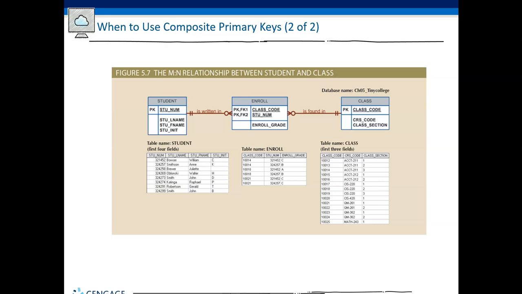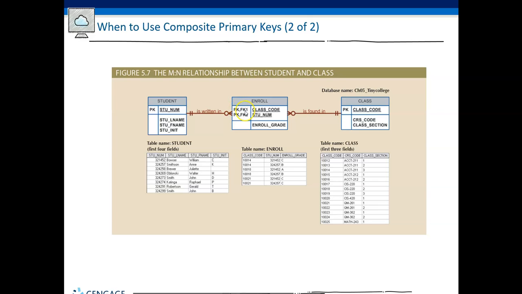You can't do many-to-many. You can do that in a network database, but you can't do that in a relational database. You have to take that many-to-many relationship between the 2 tables and create a third table and make 2 one-to-manys, and we call that enrollment. And you can see how class code is part of the primary key. You take the class code; it's a foreign key.